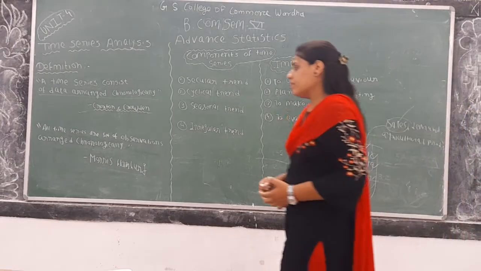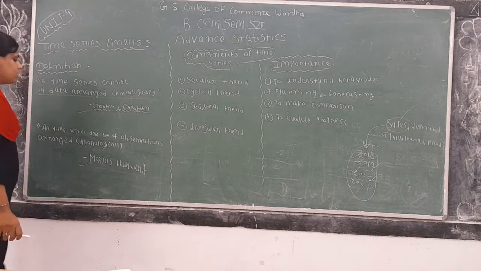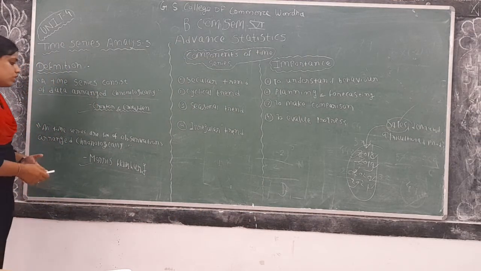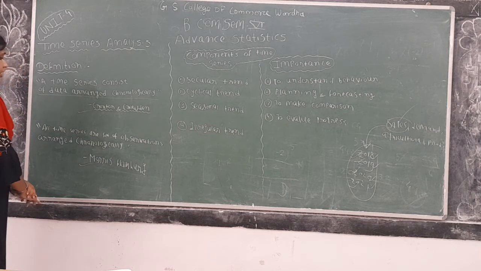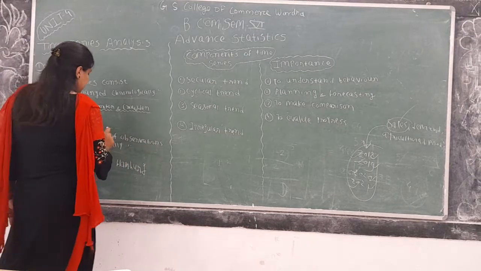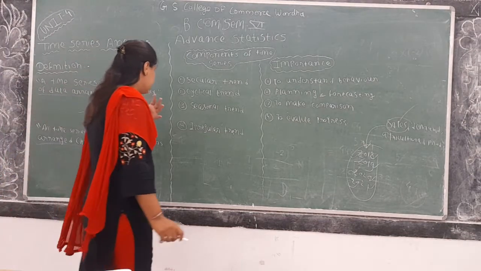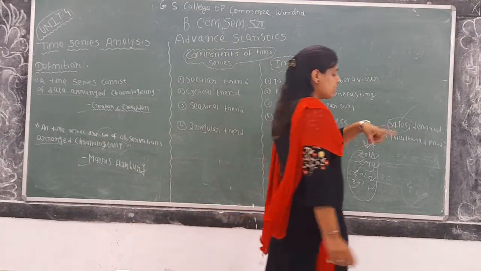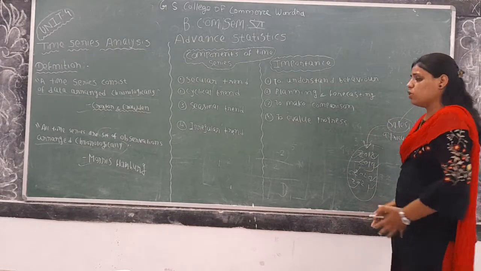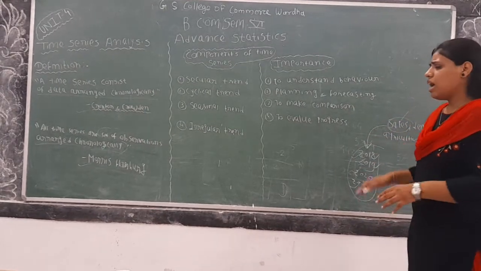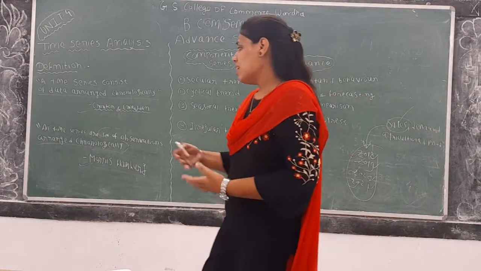Okay, after that another definition has been given by Morris Hamburg. Let's see what Hamburg says about the time series analysis. He says that all time series are sets of observations arranged chronologically. He is again saying the same thing. All time series are the sets of observations which are arranged chronologically. Like here sales is a set of observations for which the data has been arranged chronologically, that is year wise. So when we have such data regarding any component, any item, it's known as time series.